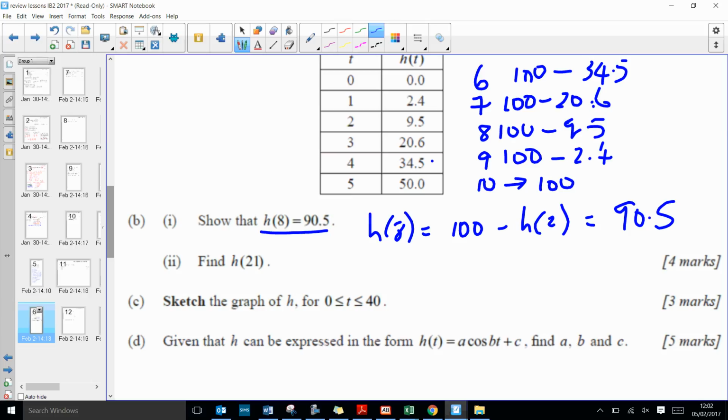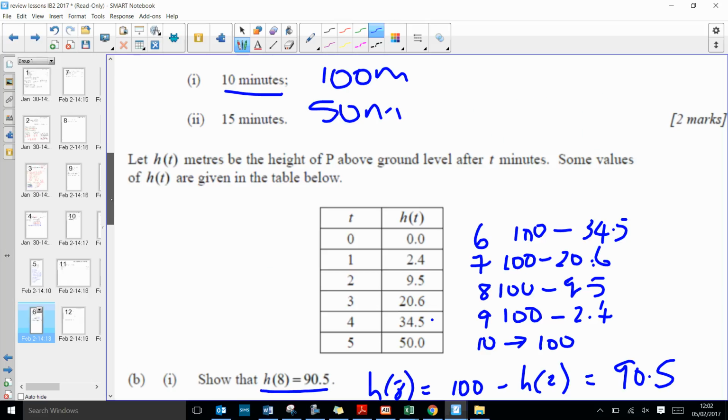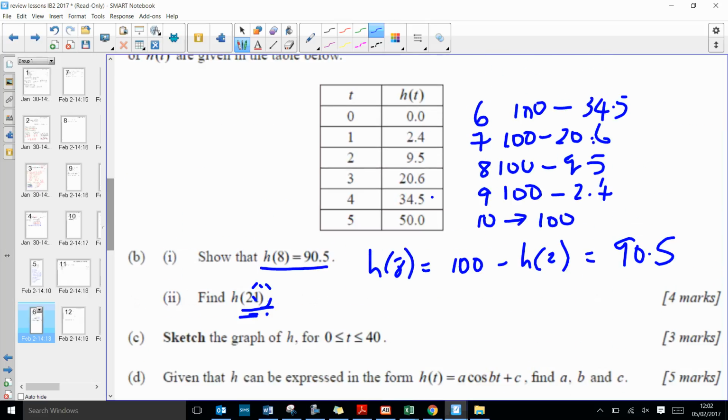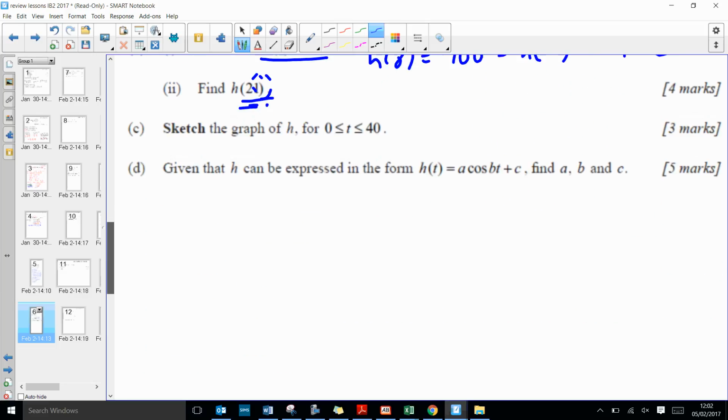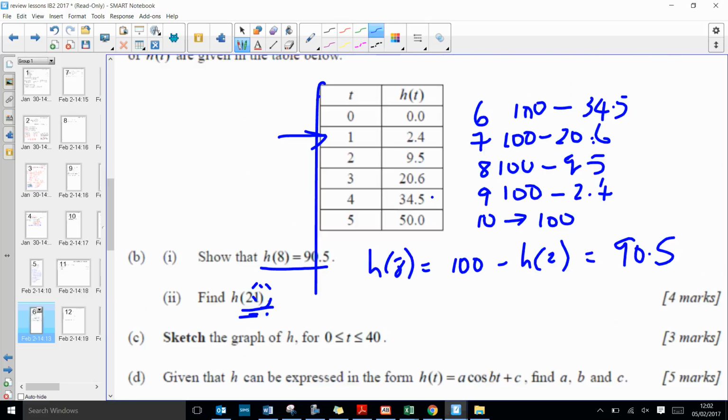Find H(21). Well, 21 indicates that it's gone through 1 full cycle plus another 1 minute. Sorry, I forgot what the units were. Which means it must be at this point here, so it must be at 2.4. Oh dear. So 2.4 meters. H(21) is equal to H(1).